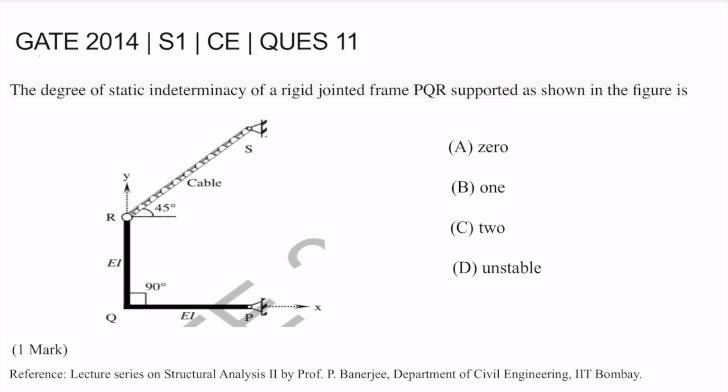Hello everyone, so today I'll be discussing question number 11 of GATE 2014 Set 1. The degree of static indeterminacy of a rigid jointed frame PQR supported as shown in the figure is. So here is a rigid jointed frame which is given to us. It's a 1 mark question and we need to determine the degree of static indeterminacy for this case.